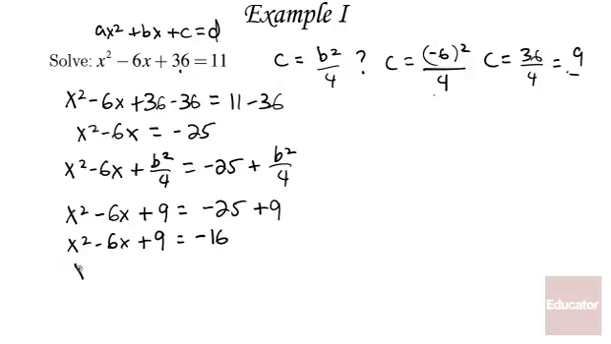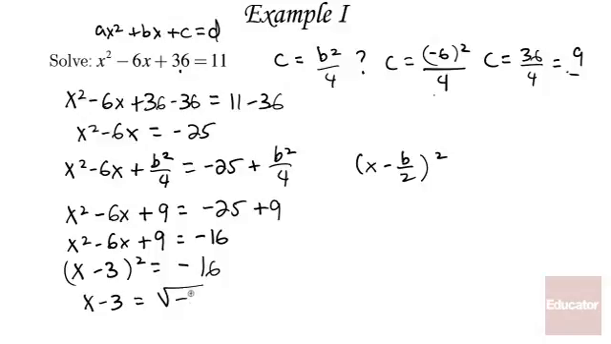This factors to x minus 3. Remember that. You can just figure this out because it's b divided by 2, which would give me a negative 3. So I have x minus 3 squared equals negative 16. Now you need to take the square root of both sides using the square root property to get x minus 3 equals the square root of negative 16.